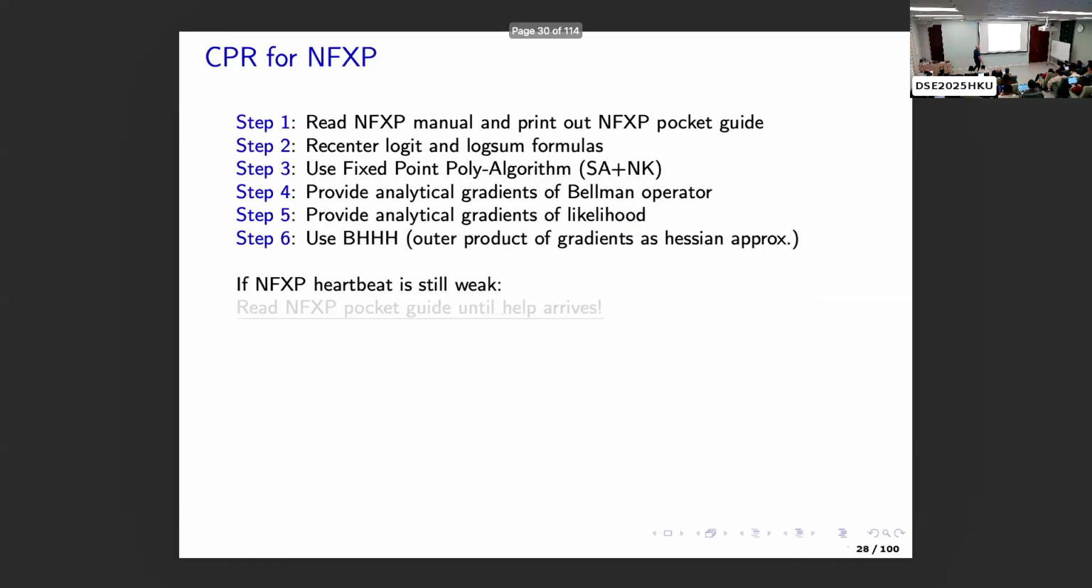And so there's still some hope. Okay, so I'm going to do a little bit of CPR. The rest of this part of the talk is going to be about what you need to do to make NFXP work, so you don't get into this situation.